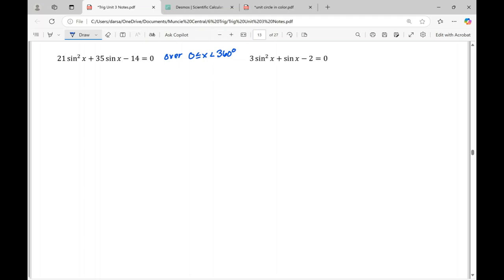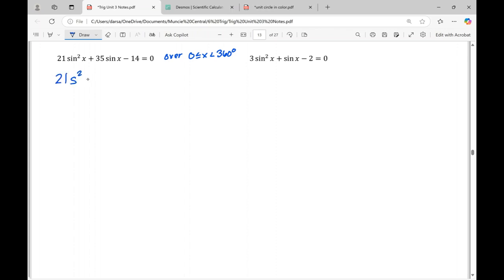We need to solve this equation over 0 to 360 degrees. And if you notice, we have multiple layers of sine here. So what was our little trick when we have lots of different sines and sine squareds and we're solving equations? We're going to turn the sines into s's and see how that's going to help us figure this problem out. So this will help us with the factoring.